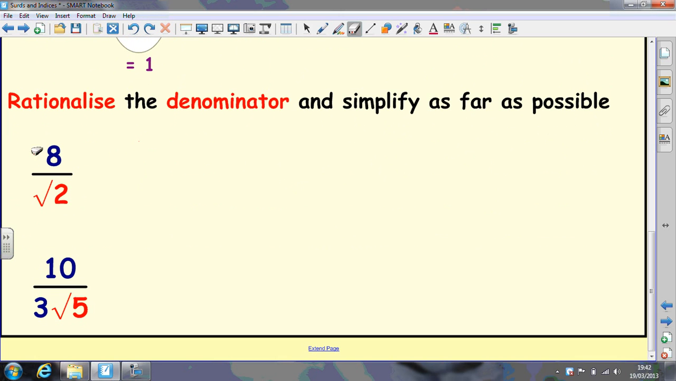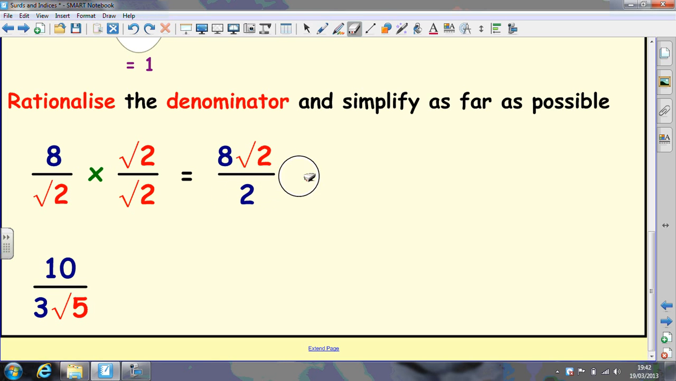Sometimes you have to simplify as well, so we'll look at these two examples to see how to do that. So top and bottom must be multiplied by root 2, because there's root 2 in the bottom. This will give 8 root 2 in the top, and root 2 times root 2 is root 4, which just turns into 2. In this case, you can divide the 8 by the 2, and that becomes 4. So 4 root 2 is our final simplified answer.